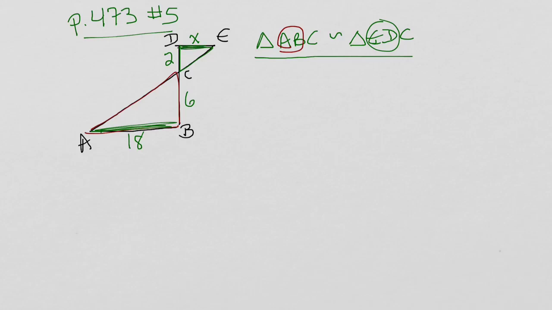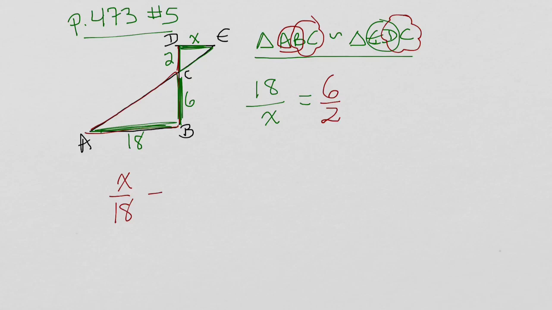So let's say 18 to X has to equal, and we have to go in the corresponding order. So if we did the large triangle on the numerator, we have to do the large triangle on the other side, so that side BC, which is the second 2 letters, has to correspond with the second 2 letters here, DC. So we have to write 6 over 2. In other words, we just have to stay consistent. If I had wanted to, I could have written X over 18, but then I would have had to write 2 over 6. So you can do it either way. When you cross multiply, you will get the same answer.